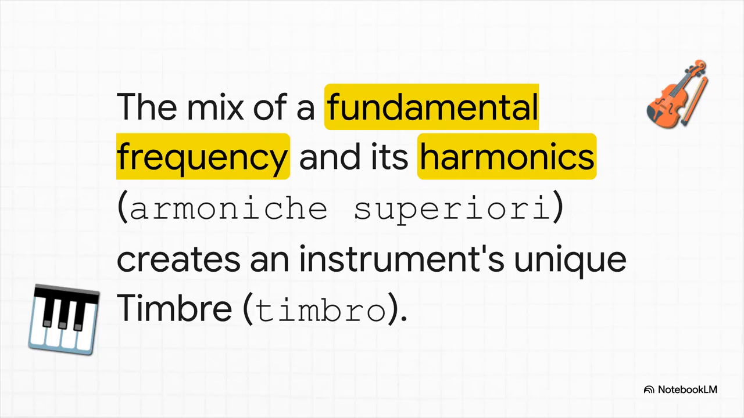And this is the secret sauce. The unique sound of an instrument, its timbre, comes from its specific recipe of that main fundamental note mixed with all of its unique higher harmonics. A piano and a violin can play the same note, the same fundamental, but they sound different because they have a different mix of harmonics. That combination is an instrument's sonic signature.